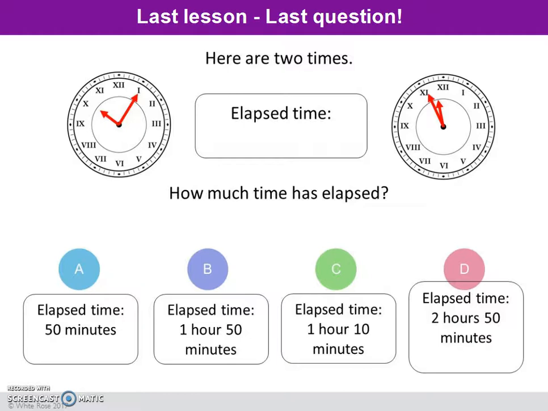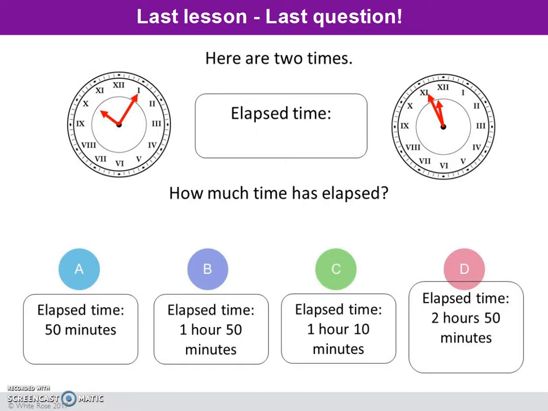So before we start today's lesson, let's have a look at our learning from last time round. In our last lesson, last question, we can see two analog clocks showing us the time. And our question now is how much time has elapsed. Elapsed is another way that we can say the duration between. So we're going from clock 1 to clock 2.